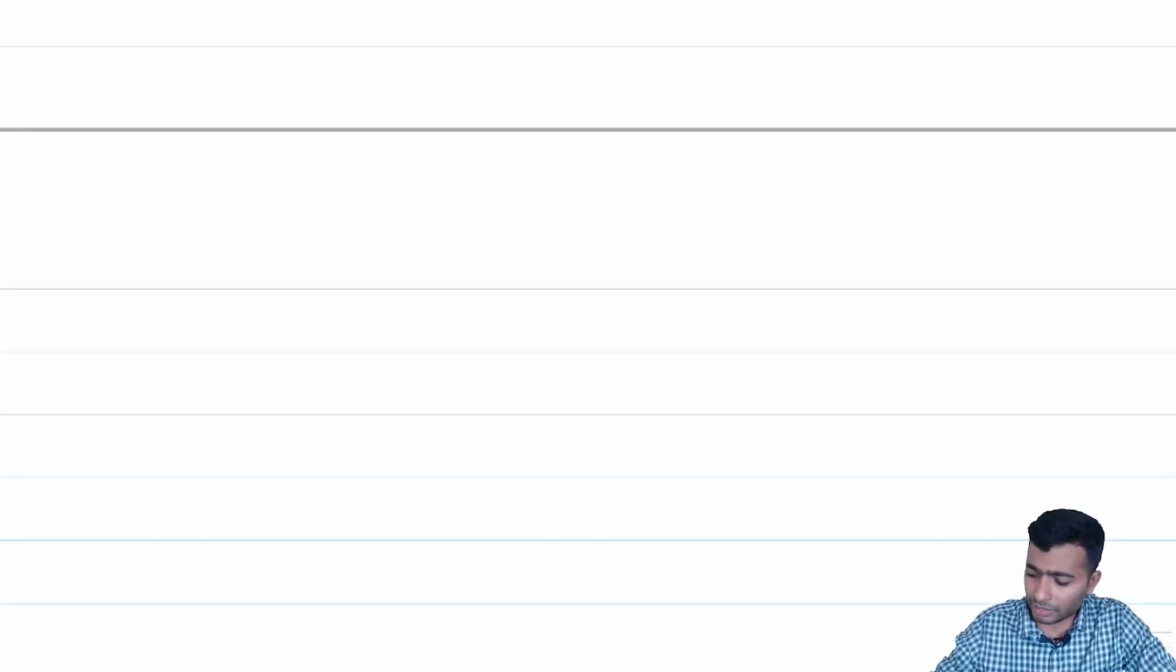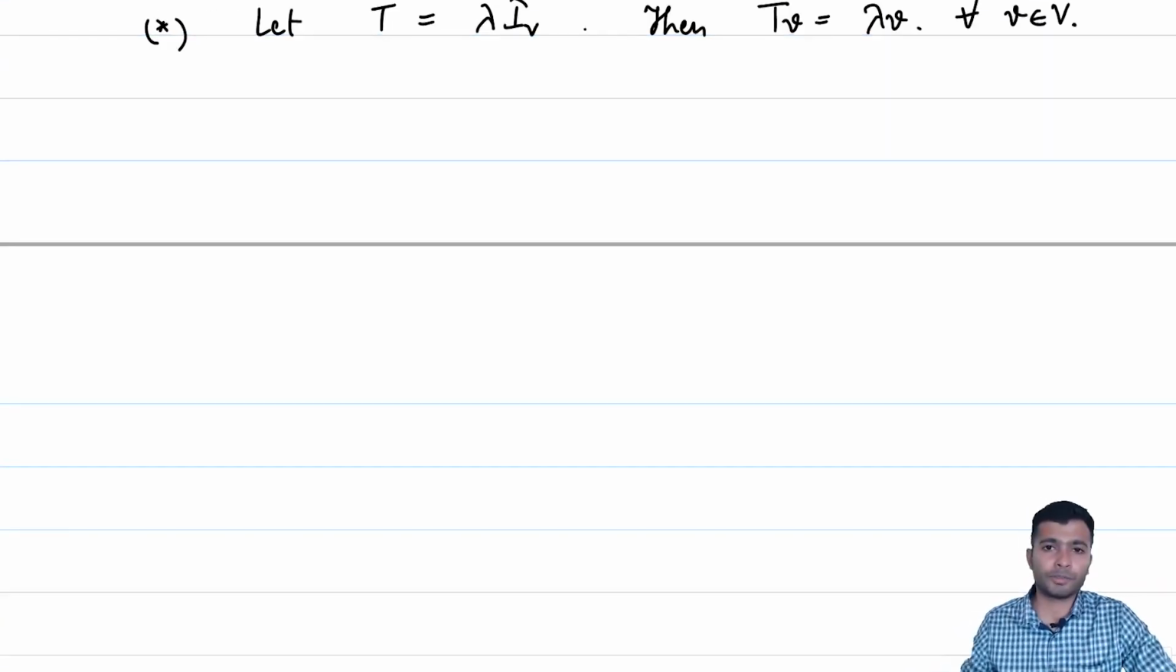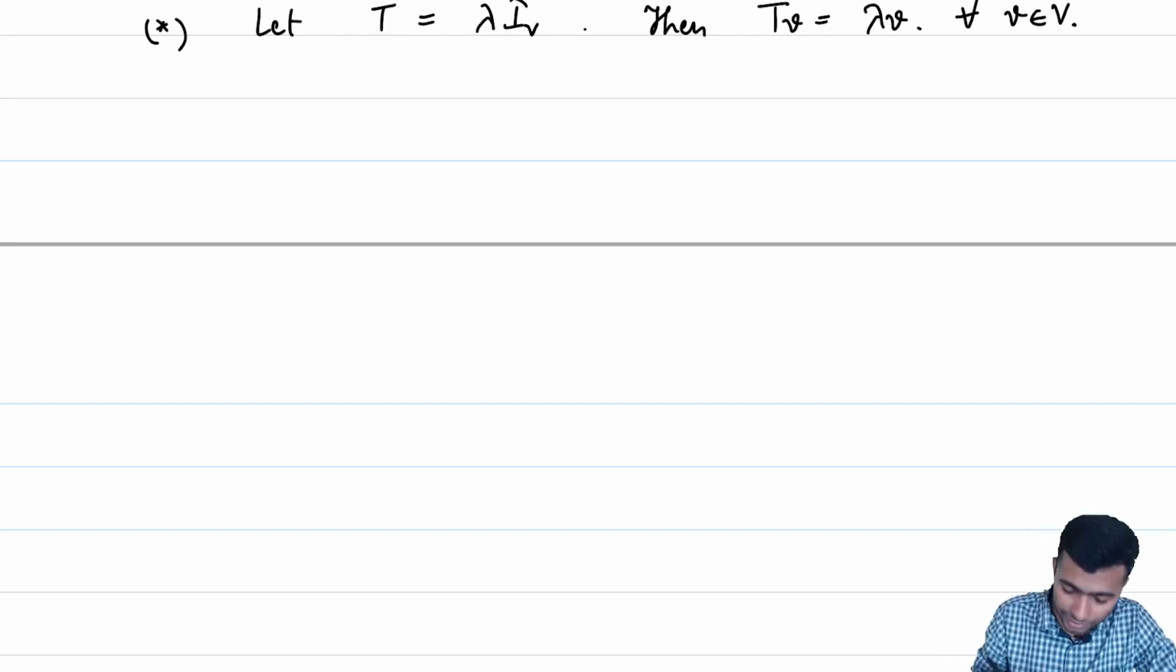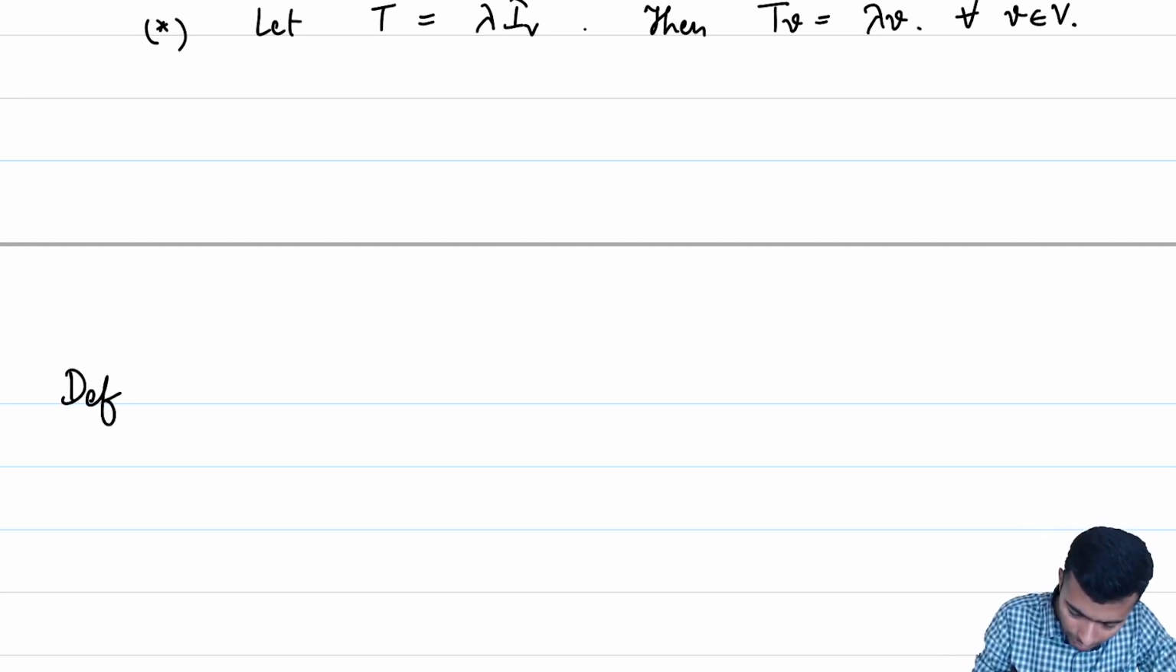So, if we consider an arbitrary linear transformation, this need not be the case; it need not dilate every vector. However, there are some special vectors in the vector space which might get dilated by a given linear transformation, and such vectors have a special name, they are called the eigenvectors. So, let me now give a definition. This is the definition of an eigenvector.